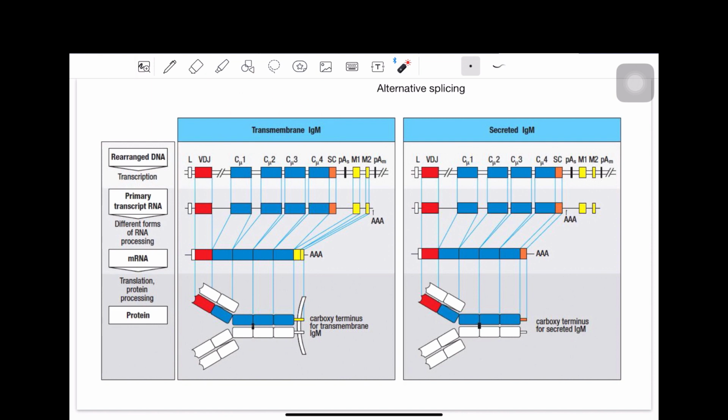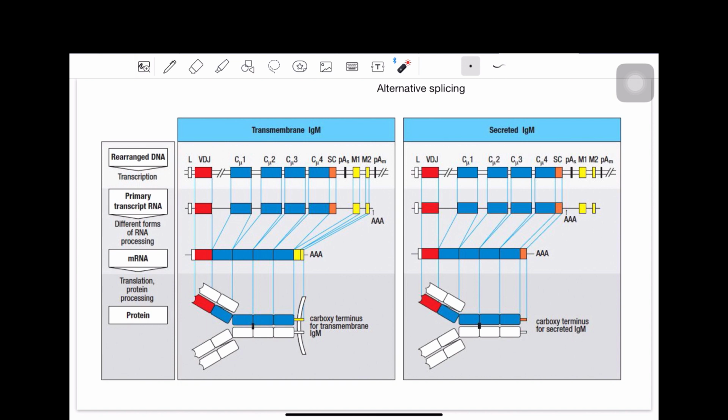In case of the transmembrane IgM, these two sequences, M1 and M2, are also joined at the 3' end of this particular mRNA. And for this transmembrane IgM, or the membrane-bound IgM, the polyadenylation sequence, this PAM, is active. So now here the polyadenylation is carried out at this end.